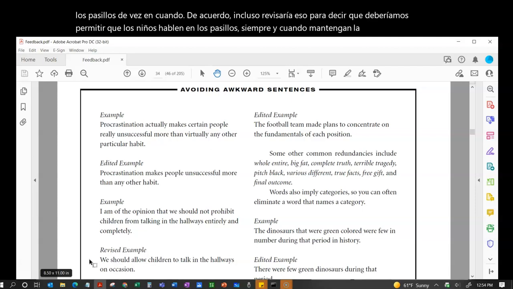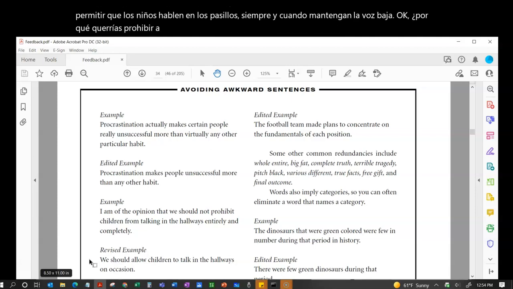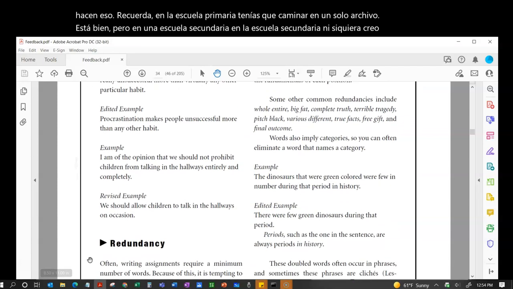Why would you want to prohibit kids from talking in the hallway? I mean, in the elementary schools, they do that. Remember in the elementary school, you had to walk in a single file, okay? But in a middle school and high school, I don't even think you can do that, you know?